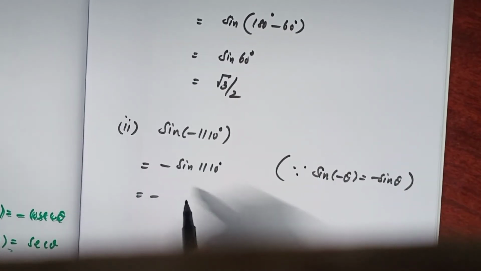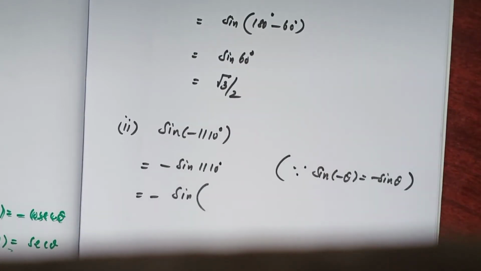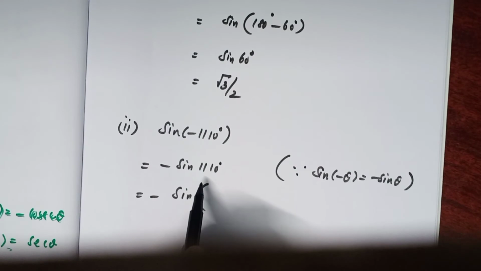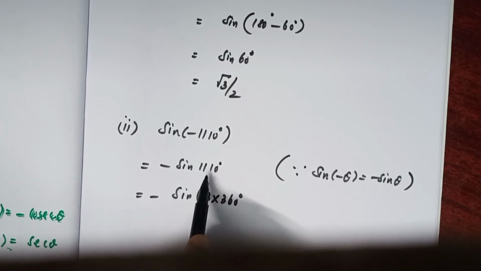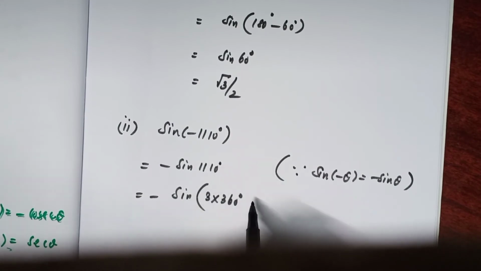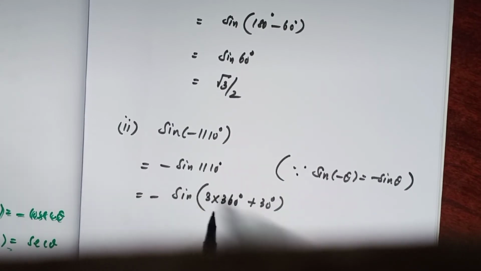That is equal to minus sine of... For one rotation, 360 degrees. We can go for a maximum of 3 rotations here, because 3 into 360 degrees is 1080. Here we have 1110, so the balance is 30 degrees: 1080 plus 30 is equal to 1110 degrees.